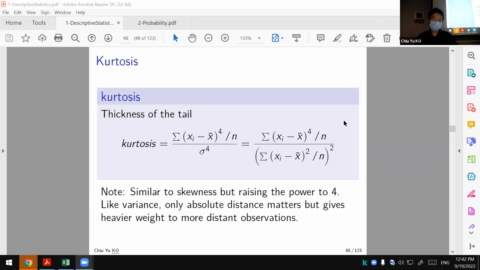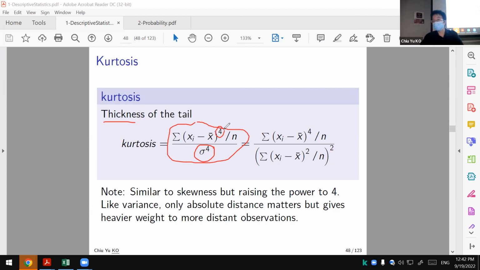Kurtosis, remember, is a measure of the thickness of a tail. But what does that mean? Let's go back to the formula. Again a fraction, and the denominator is very similar to that of skewness, right? Just raise to the power 4, and this is raised to the power 4. So everything is exactly the same as skewness, but instead we have raised to the power 3.